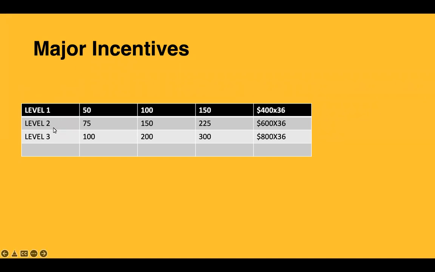And then we've got level 2. Level 2 is 75 cc's, 150 cc's, and then 225 cc's. And that will give you $600. And then we've got level 3, which is 100, 200, 300 cc's. That will give you $800.